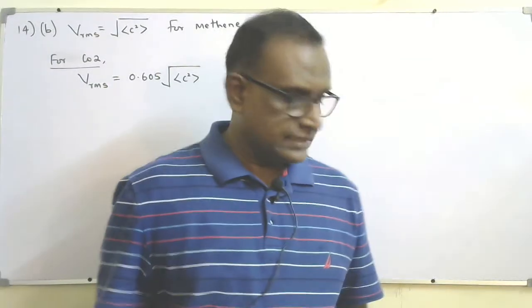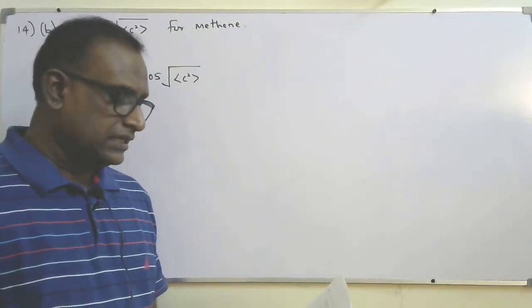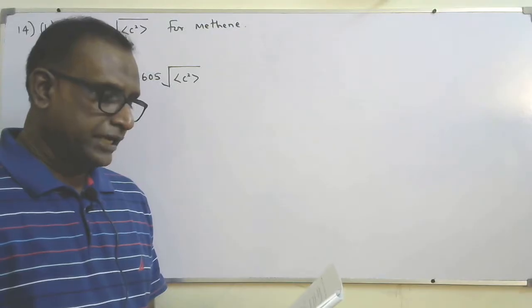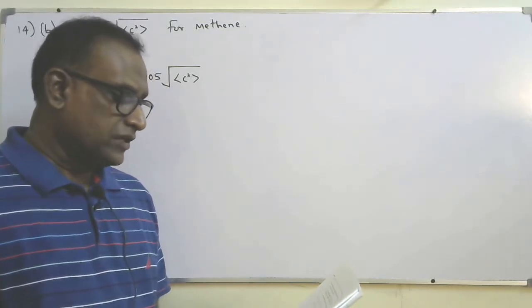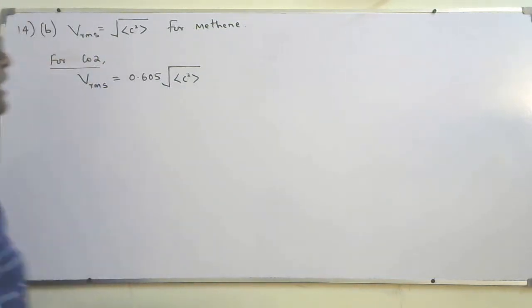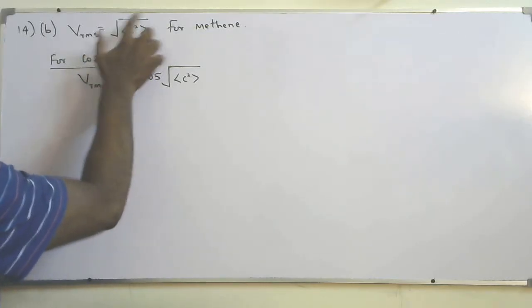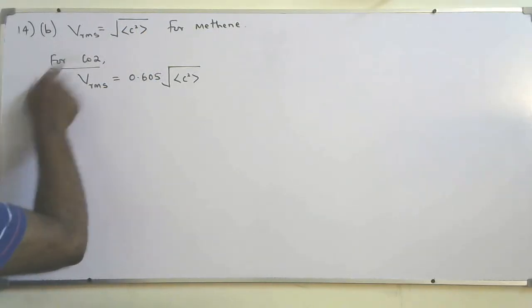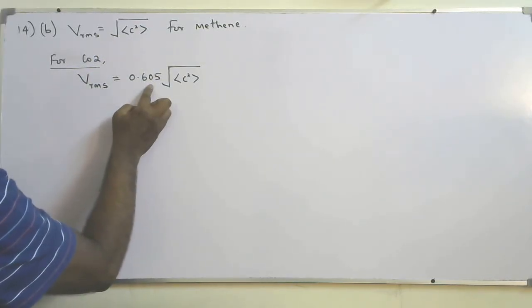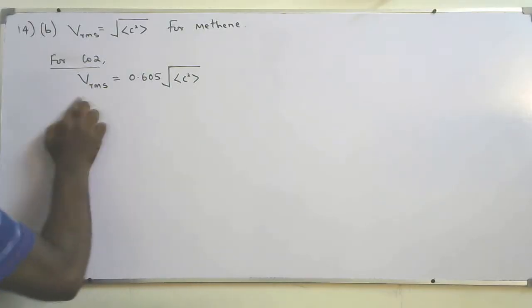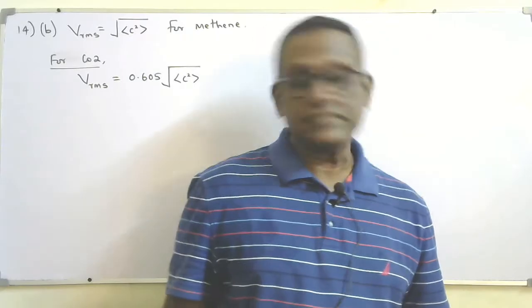Okay, so this is the question 14b part. In a sample of natural gas, the RMS velocity of the carbon dioxide molecule is 60.5 percentage of the RMS velocity of the methane molecule. So if I take the RMS velocity for methane as the square root of this notation, for CO2 that should be 0.605 of this one.